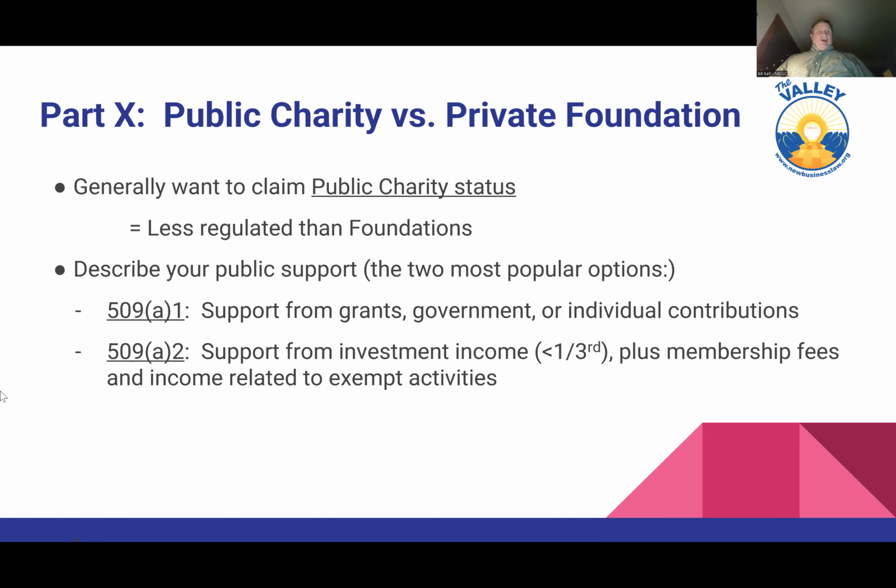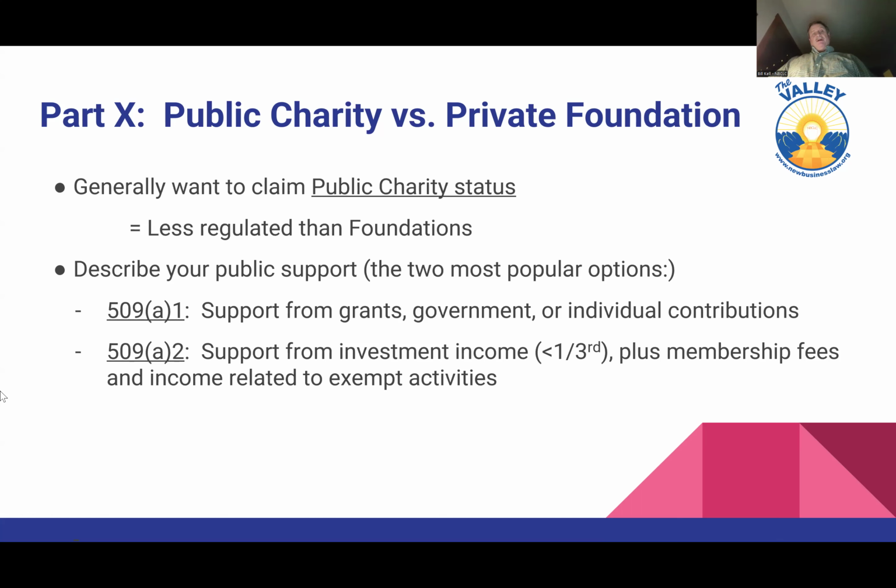You can be either a 509A1 public charity, which simply means that you're getting support from grants, government, and individual contributions, donors, and things like that. Maybe that describes what you're doing. By the way, more diverse than the Gates Foundation. So that's why the IRS will say, oh yeah, you get a diverse amount of support from all these sources. Yeah, we won't regulate you quite as much.